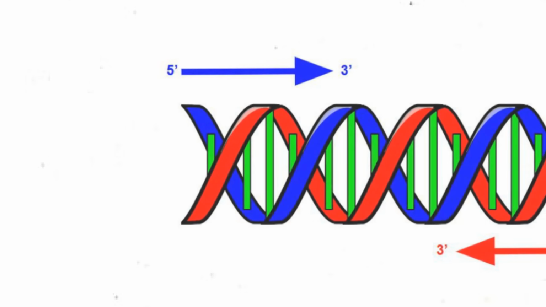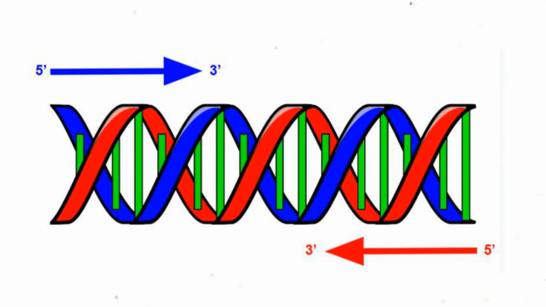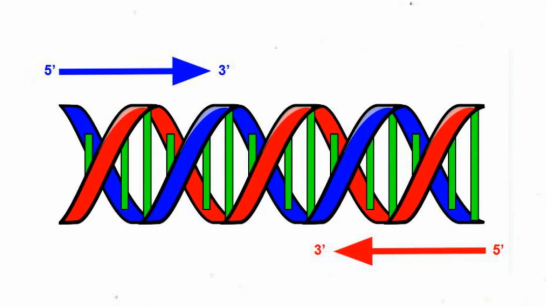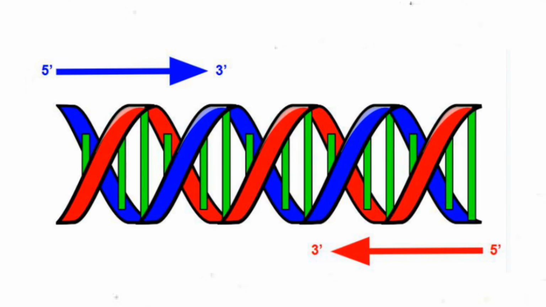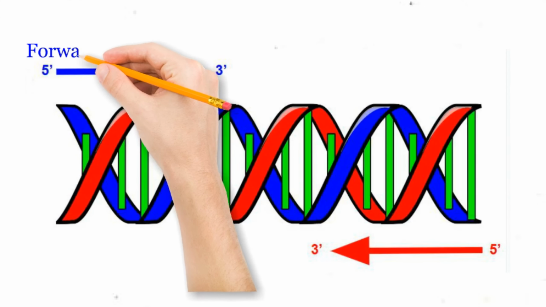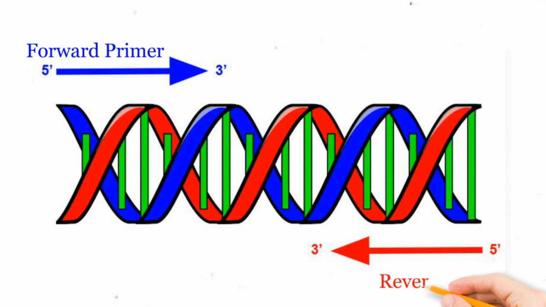A primer is a short, single-stranded piece of DNA that binds to a specific sequence on the target DNA. It serves as the starting point for DNA polymerase to replicate the desired region. In PCR, primers are critical because they define the beginning and end of the DNA segment you want to amplify.